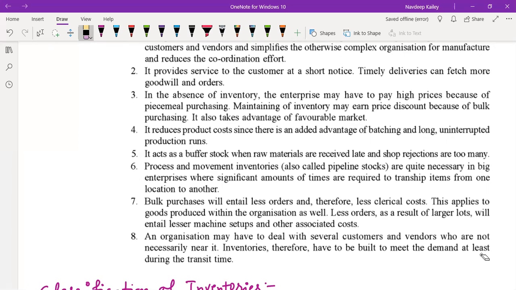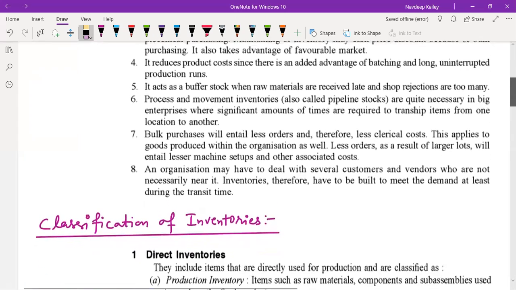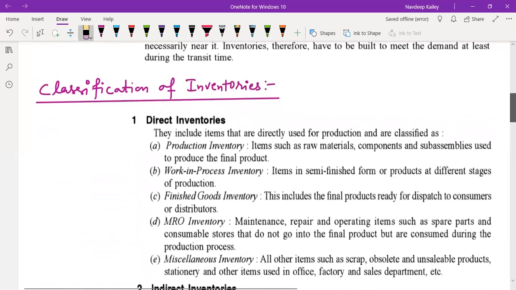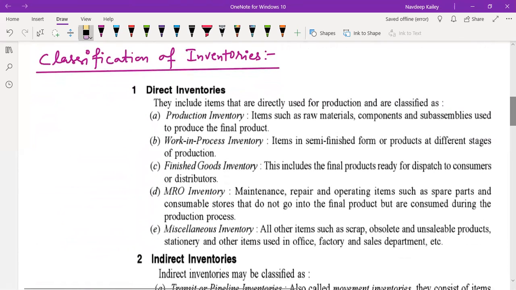Now we will discuss classification of inventories. The main classification of inventories is of two types. First one is direct inventories and second is indirect inventories. Direct inventory means inventory that is directly used for production.